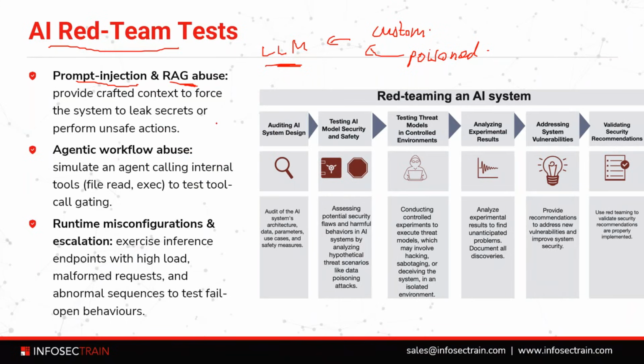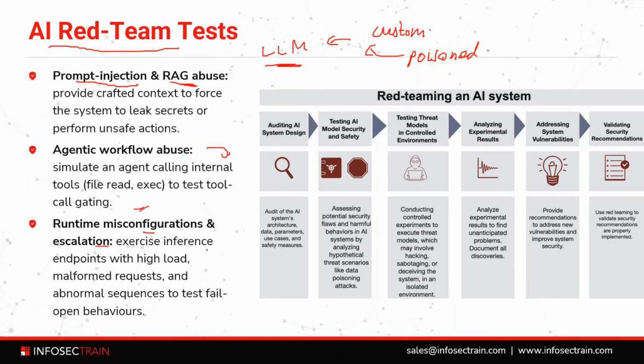Okay, if you're using agentic AI, you can simulate the agent's internal calls. Because in agentic AI, we are giving them access to our tools, files that way, right? So if we are not applying proper guardrails, it can leak that data also, right? So these are also things we need to pen test. So your runtime misconfigurations and escalation, that is also there.